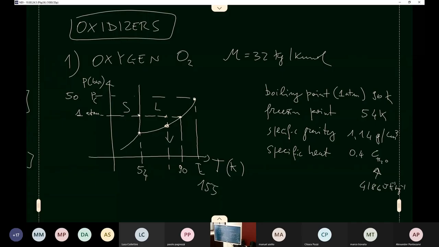So we started with oxygen. We will consider other oxidizer and the main oxidizer and fuels, their properties, so that we can compare them with each other. And we have in this way a clear idea of what are the propellants that are used in liquid propulsion. So we stop here today, and next class will be on Friday.